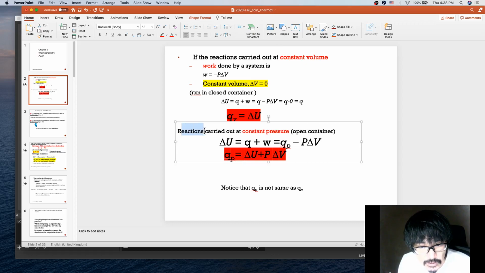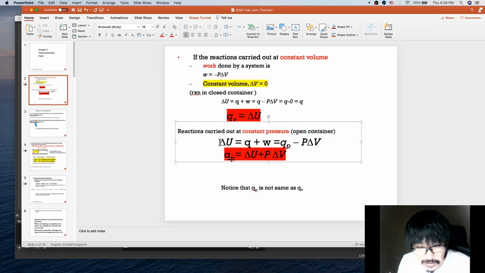The more important one is reactions carried out at constant pressure. So this one is not constant volume, it's constant pressure. For this one, the reaction is happening in an open container, like for example reactions inside of a beaker. Those are constant pressure, and everything that's happening in our body is constant pressure too, right? Because we live in 1 atm conditions, so the pressure is constant no matter whether the volume changes or not, it really doesn't matter.